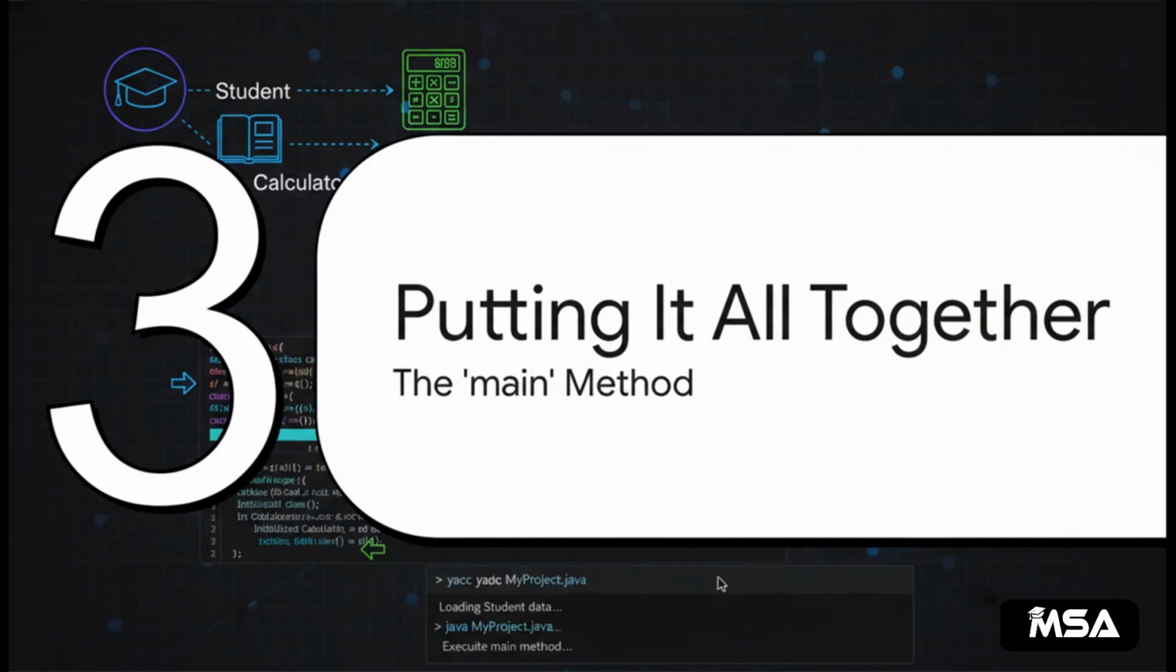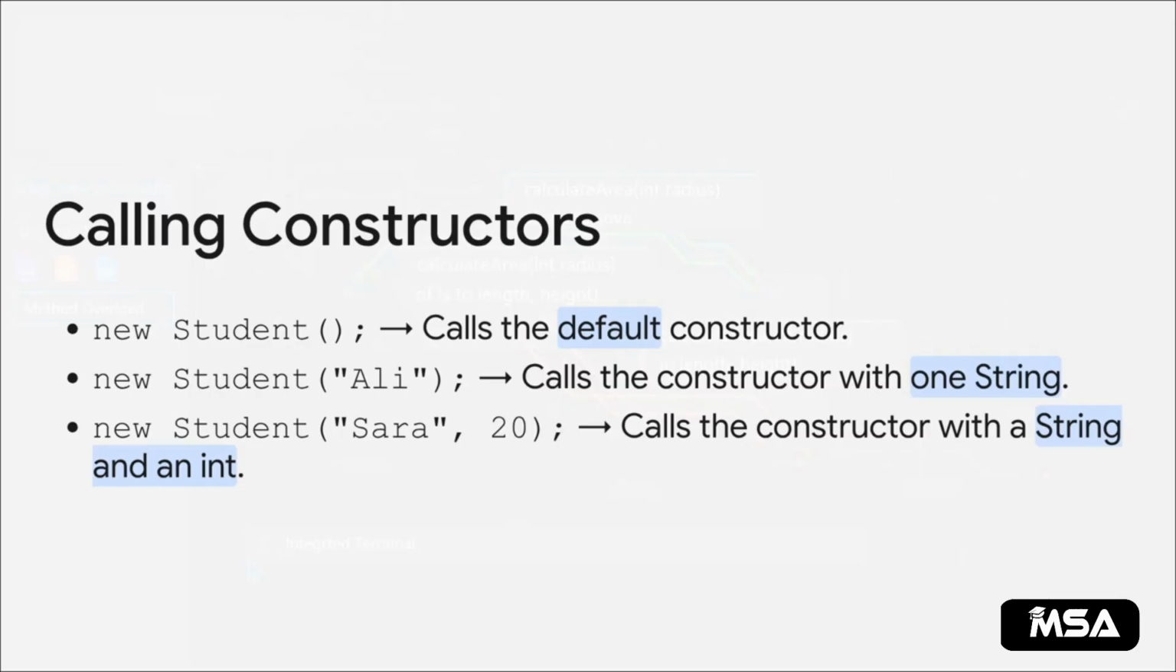Okay, so we've built our student class and our calculator class. We've defined all our overloaded constructors and methods. Now for the payoff. Let's jump into the main method and see this all work together in a real program. And here it is in action.